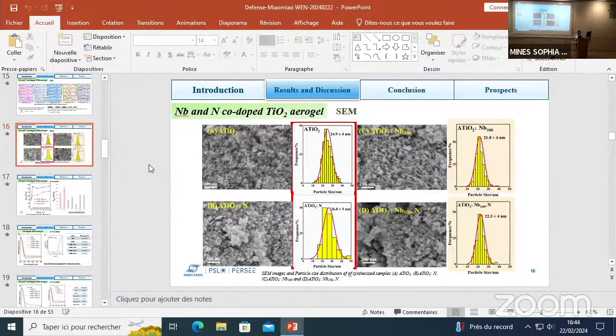If you come back to slide 36, regarding the improvement of the catalysis with the different materials, you can come back to slide 36.